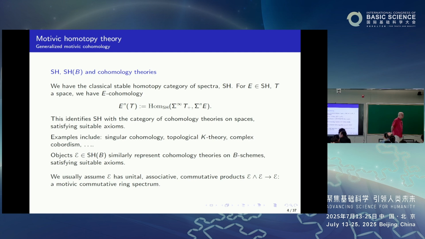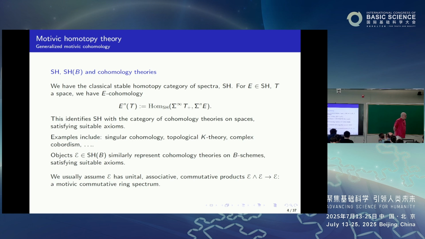In any case, how does cohomology arise? You have a suspension functor in the triangulated category, just the translation. And you also have a way of taking a space and getting a spectrum out of it, the so-called infinite suspension spectrum, that's Σ^∞ T_+. And the nth E-cohomology of T is just the maps in this category of spectra from the infinite suspension of T to the nth suspension of E. So that's how cohomology arises from the category of spectra. And I mentioned the various examples.